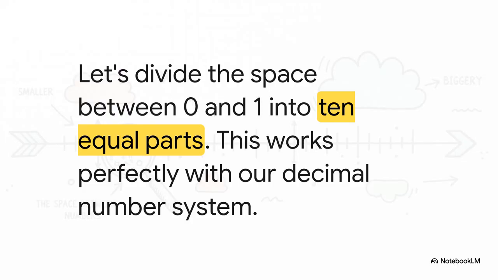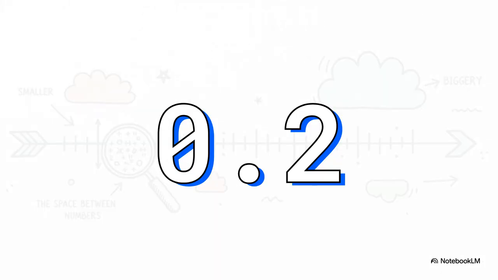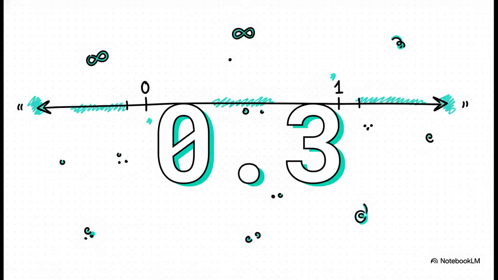Let's really see this in action. We're going to zoom way, way in on just that first section of the line from 0 to 1. And now let's chop up that space into 10 perfectly equal little pieces. So what are these new marks we just made? Well, that very first one is 1/10 of the way to the number 1. We call that 0.1. And the next mark? Well, that's 2/10 of the way there. We call that 0.2. And then 0.3, you can see the pattern here. We can fill that entire gap between 0 and 1 with all of these new decimal numbers.